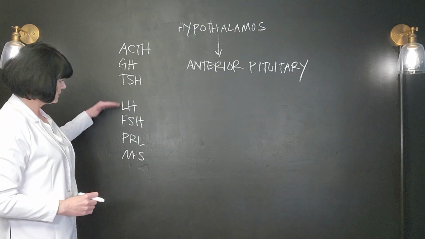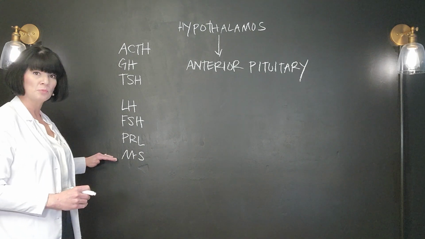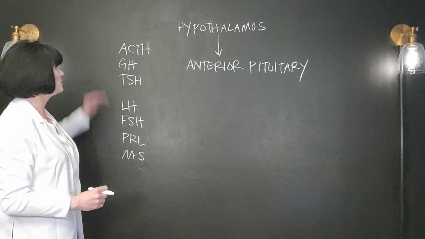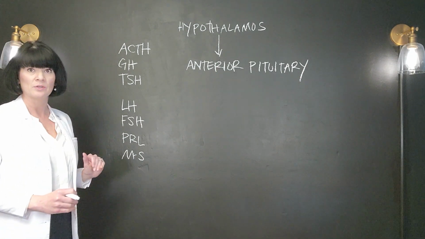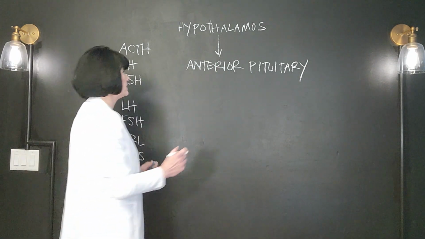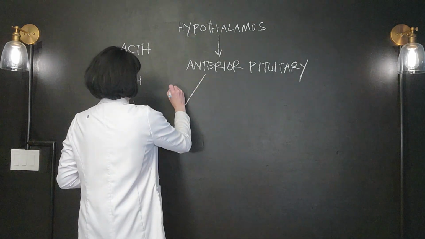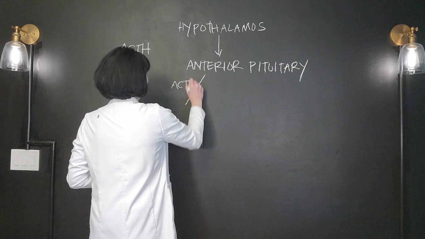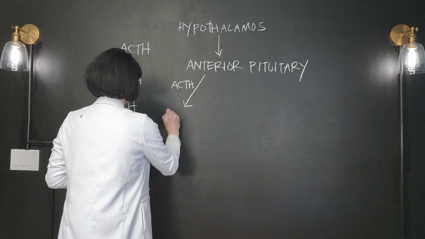For our purposes, these two have to do with reproduction. This has to do with breast milk production. This has to do with pigmentation. We are going to focus on ACTH, growth hormone, and thyroid stimulating hormone. So we're going to start with that premise, and we are going to start with ACTH. ACTH works on the adrenal glands.